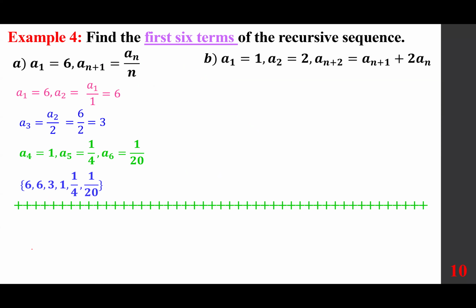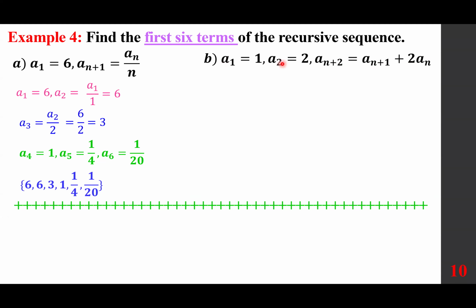a sub 1 is given as 1, a sub 2 is given as 2, and a sub n plus 2 is a sub n plus 1 plus 2 a sub n. Please understand the meaning of this. If I want any term, I pick the previous one, and then 2 times the one before.